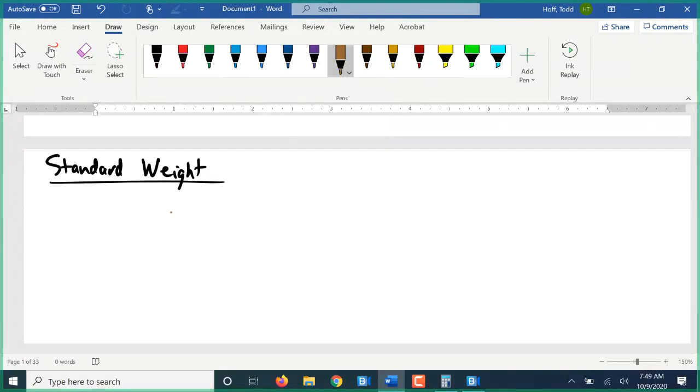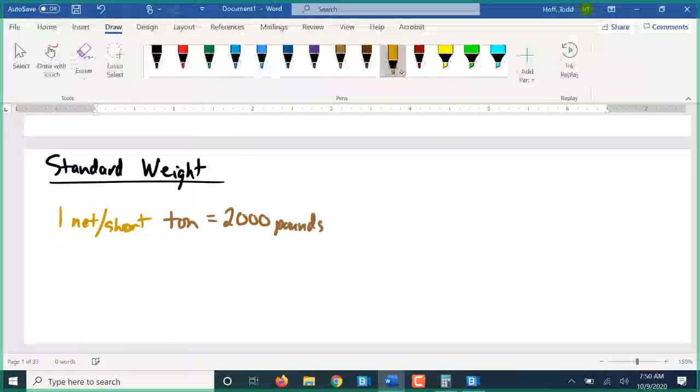And dealing with standard weight, of course, one of the larger units we deal with is a ton. Somebody tell me, how big is a ton? 2,000 pounds. 2,000 pounds is what we're used to, isn't it? That is actually what is referred to as a short or a net ton. 99.999% of the time when you hear the word ton, that's what they're talking about, 2,000 pounds.